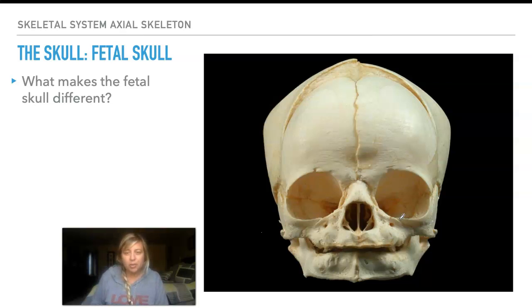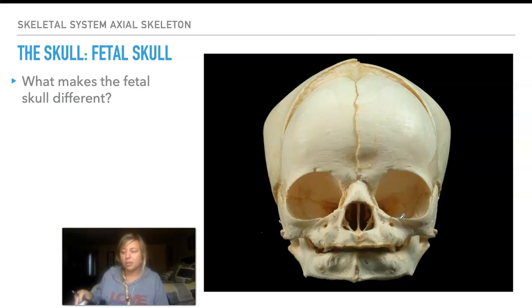It forms, remember, via that intramembranous ossification. As far as the two different ways the bones form, that's how the bones of the skull are going to form. It has many centers of ossification, so ossification starts all over the skull and spreads out. The fetal skull is very large in size for the body of a fetus. It contains what we call soft spots or fontanelles.